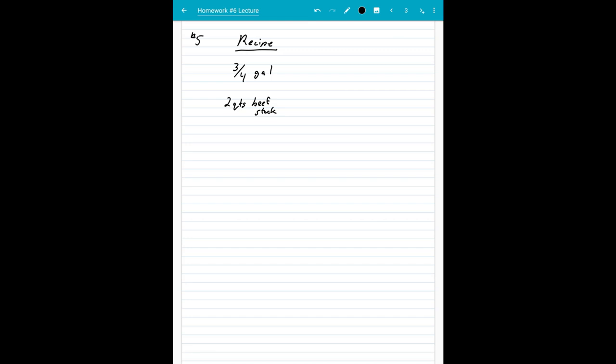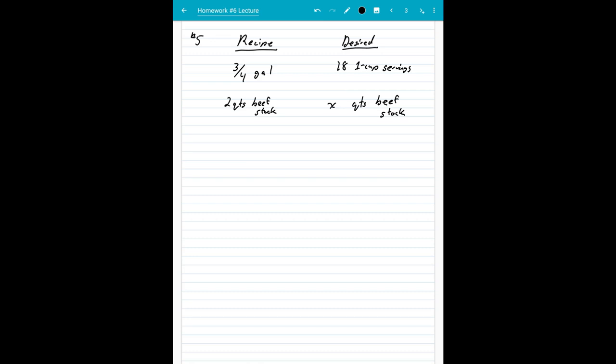If you scaled this recipe, meaning our desired, we scale it to yield 18. I'll go ahead and write the number. It wants 18 1-cup servings. How many quarts of beef stock, X quarts of beef stock, do we need?